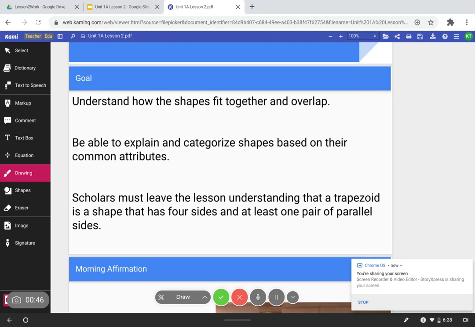Scholars must leave the lesson understanding that a trapezoid is a shape that has 4 sides and at least one pair of parallel sides.